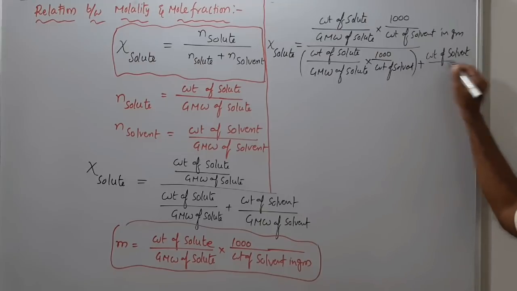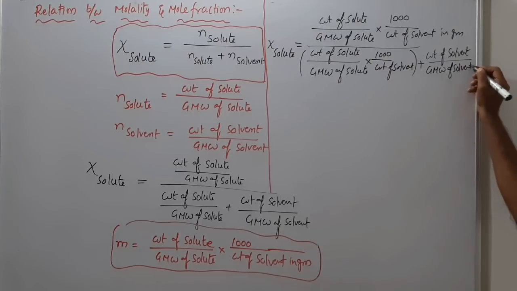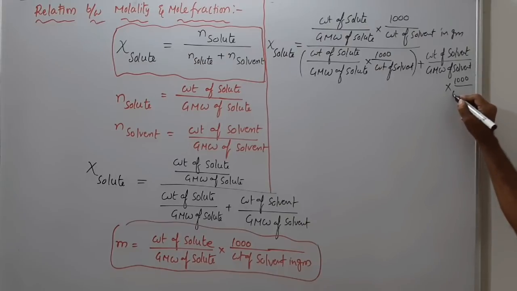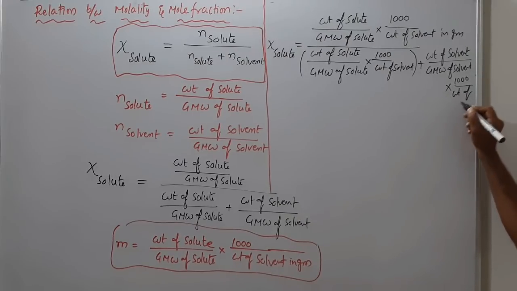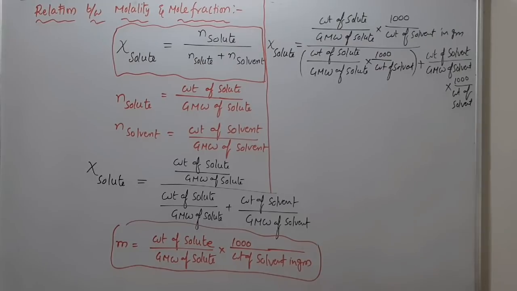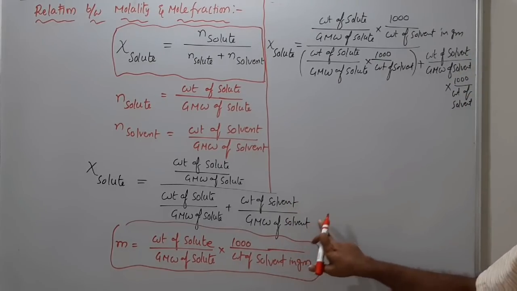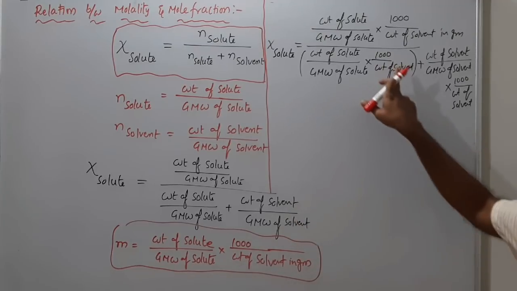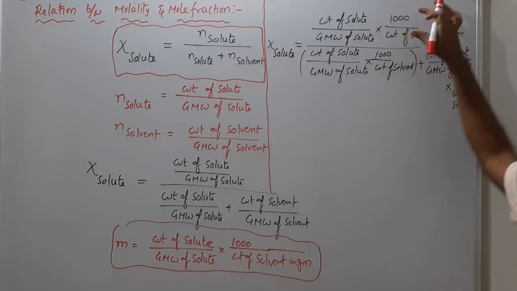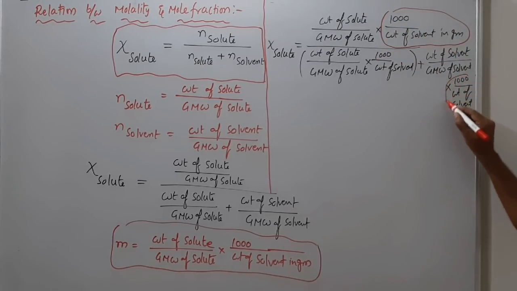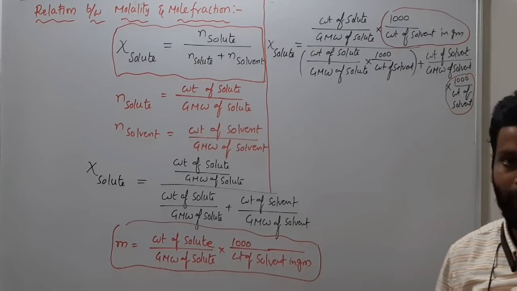solvent by gram molecular weight of solvent into, I am just using the same. That is 1000 by weight of solvent. What I have written, you just observe. Weight of solvent by gram molecular weight of solvent I have, and I multiplied with 1000 by weight of solvent. This means numerator I multiplied with this 1000 by weight of solvent, and denominator also I multiplied with 1000 by weight of solvent.